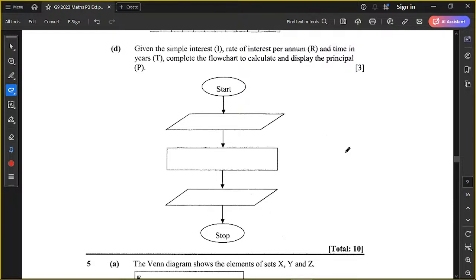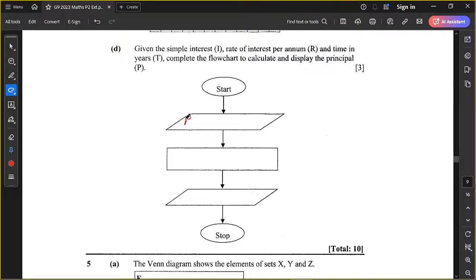We come to question 4D, which is: given the simple interest I, rate of interest per annum R, and time in years T, complete the flow chart to calculate and display the principal P. So what we can do is this is what I'll tell you. I don't know if the data will fit.